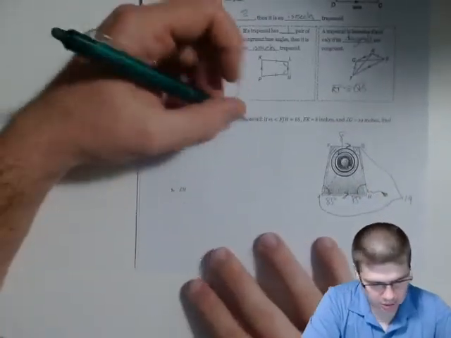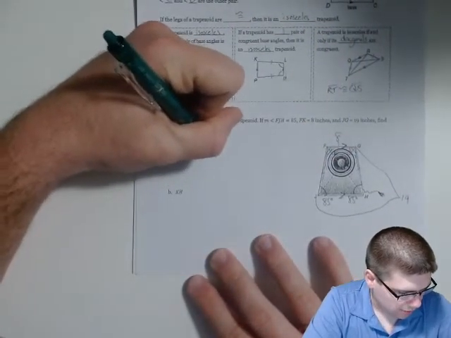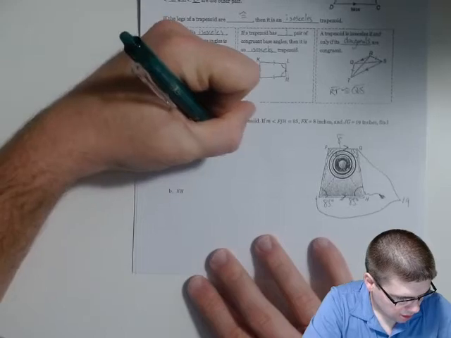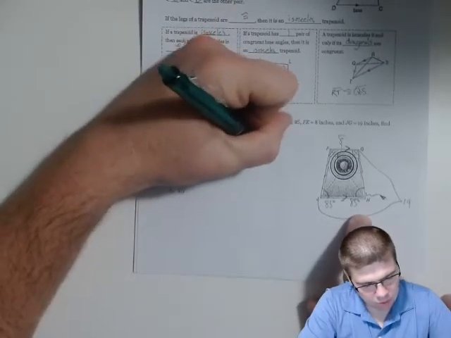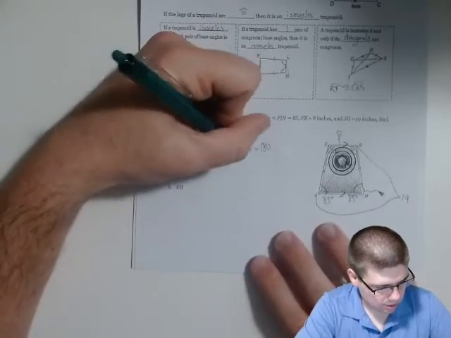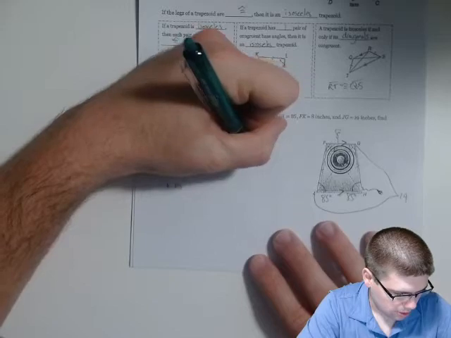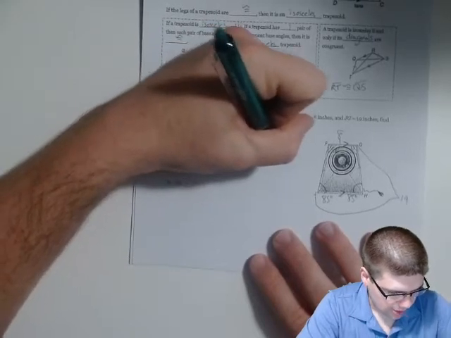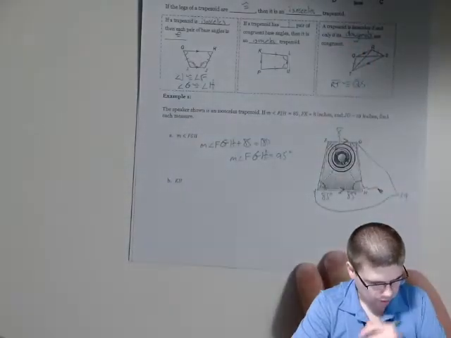So I'll do that. That's a little bit easier. So I'll say the measure of angle FGH plus 85 is equal to 180. I mean, they have to be supplementary. So the measure of angle FGH is 95 degrees, right? So that those are supplementary.